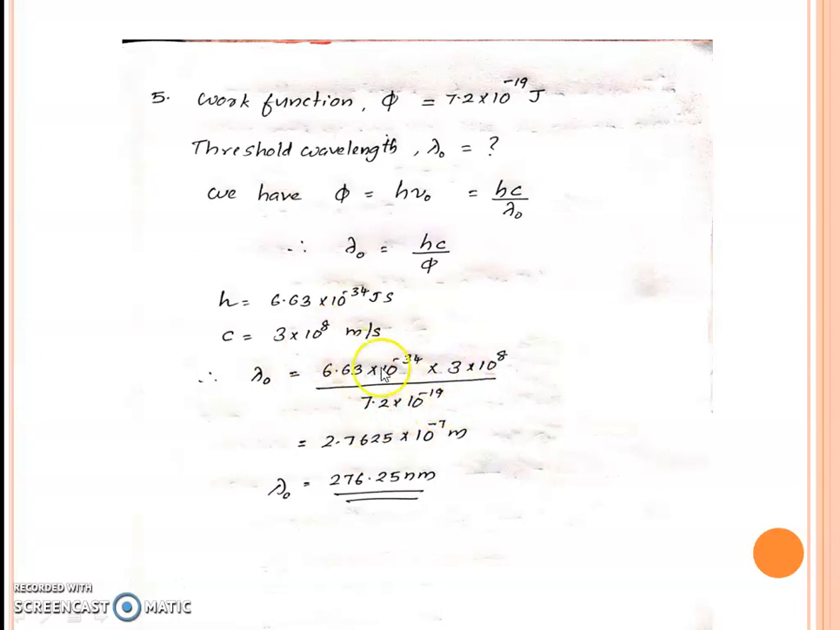By solving this, we will get lambda 0 as 2.7625 into 10 raised to minus 7 meter. That is, adding these powers, we get the power as 10 raised to minus 7. And this meter is the unit of wavelength. Then if we change the unit into nanometer, we can write lambda 0 equal to 276.25 nanometer. Nano is 10 raised to minus 9. This is the required threshold wavelength. Hope that it is clear.